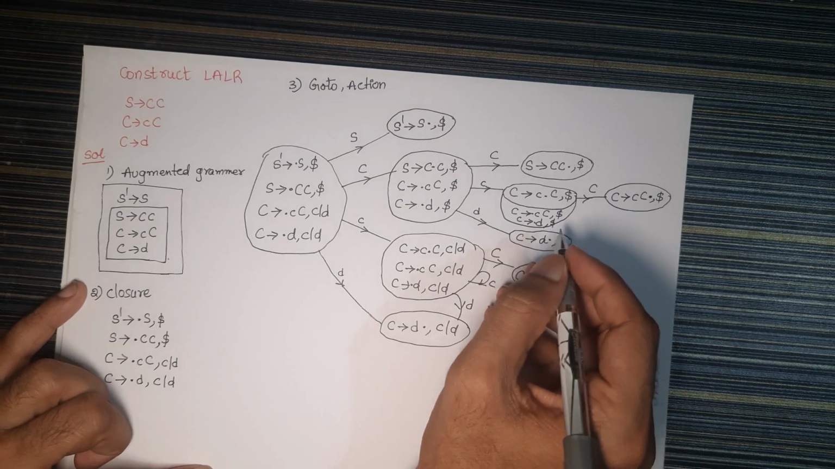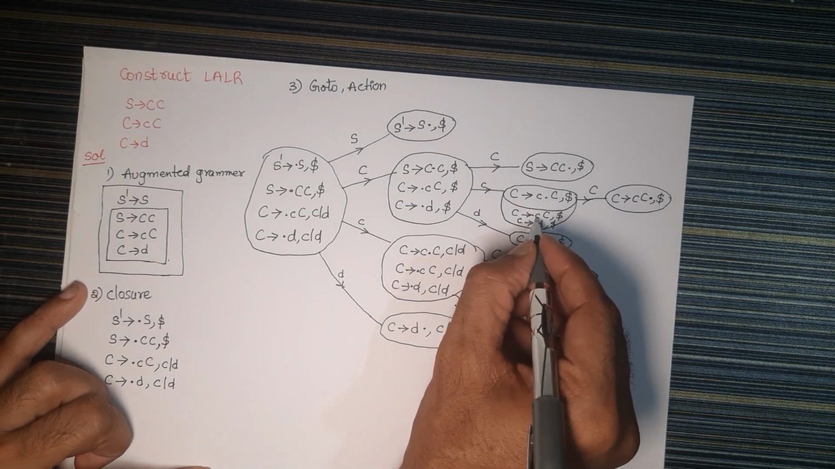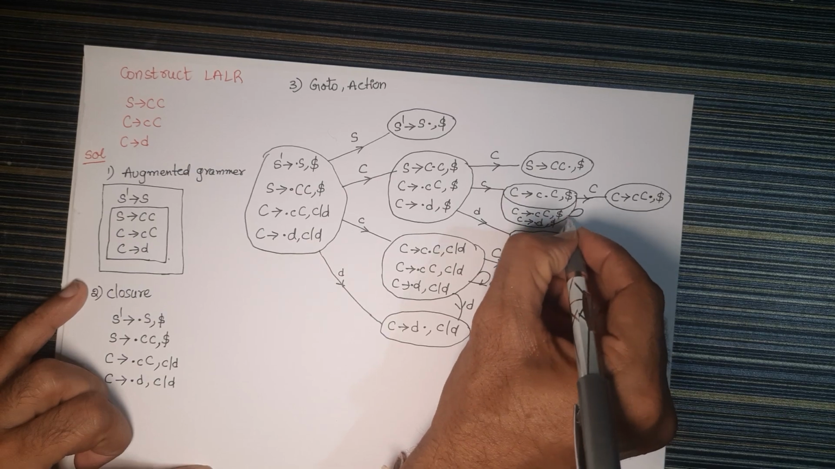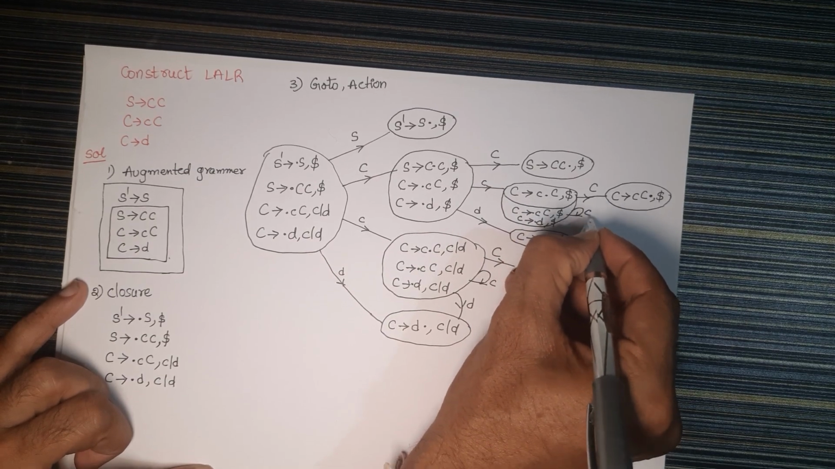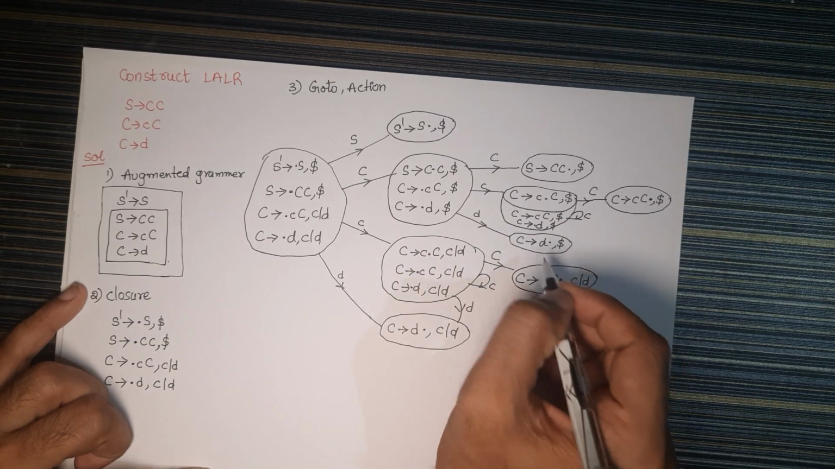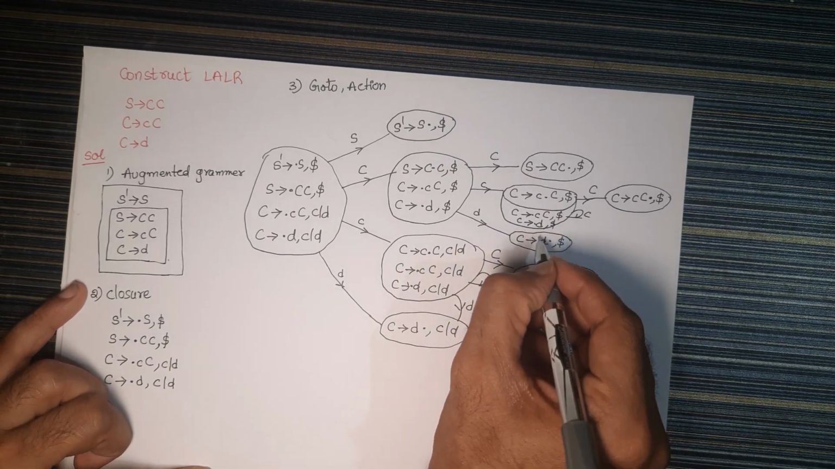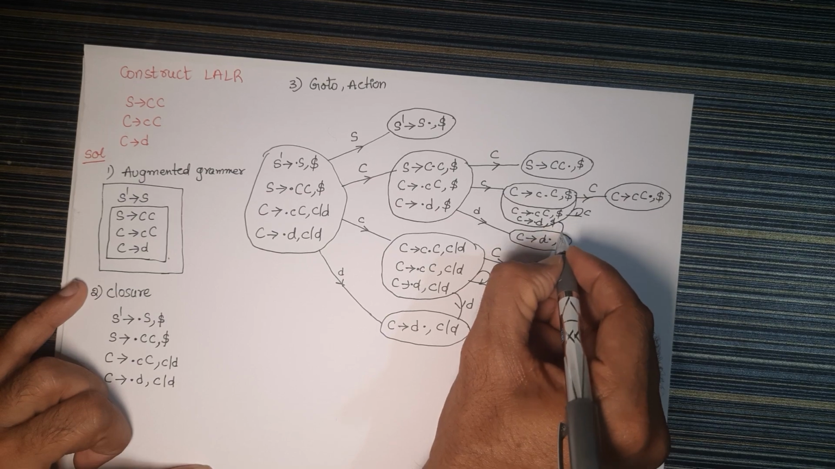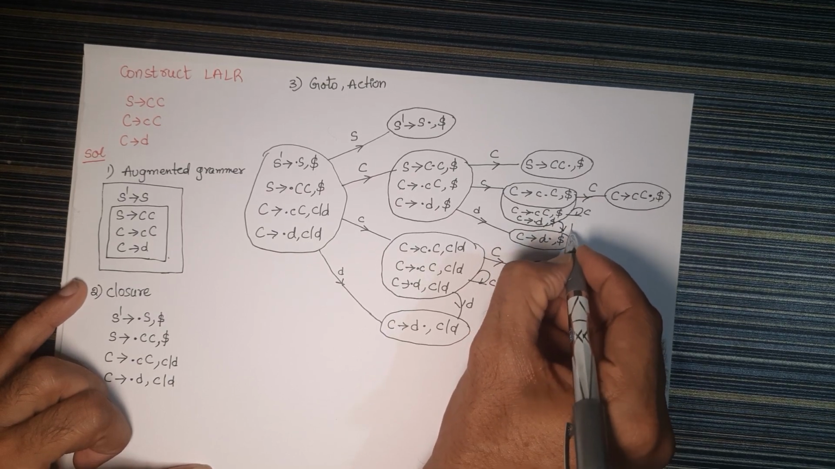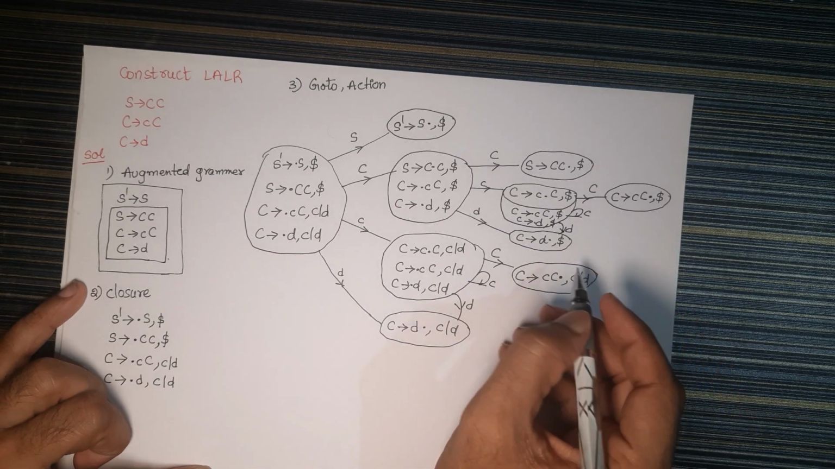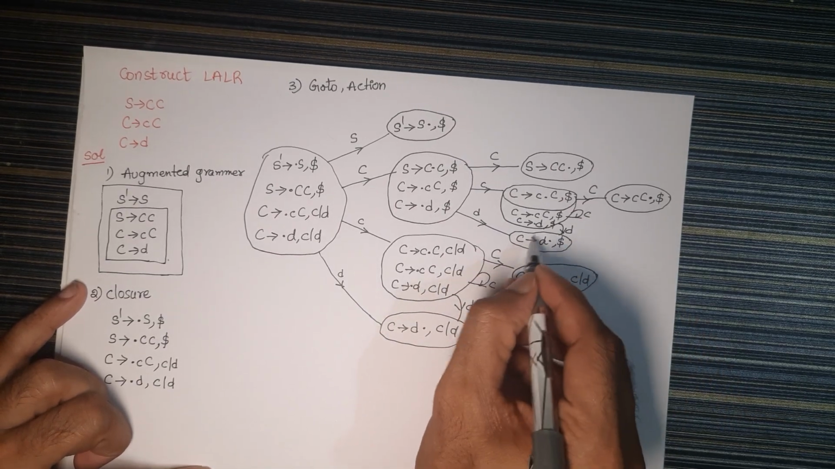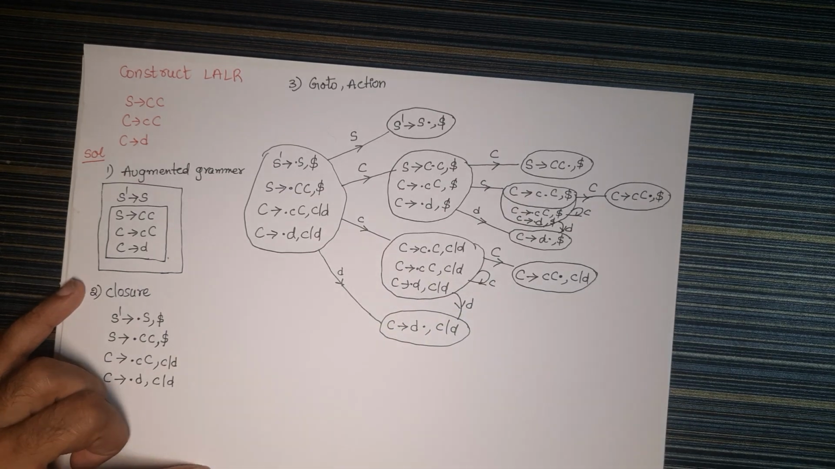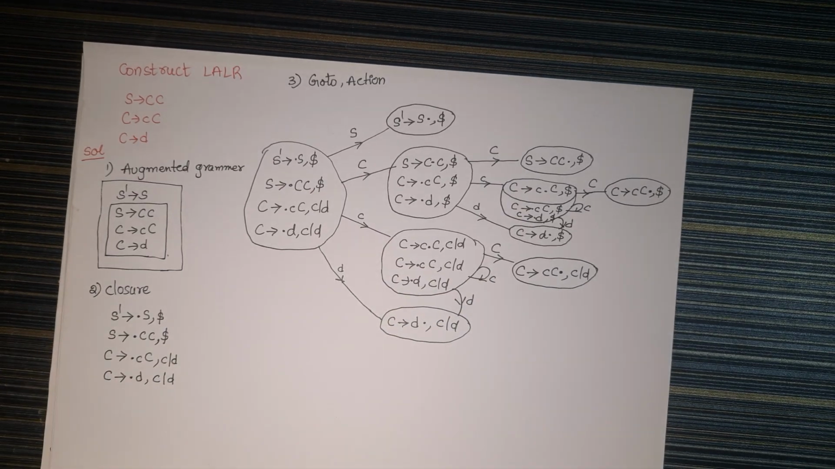Okay, so next one, dot CC. So dot CC will become C dot C, dollar. So here this is called a loop. Okay, next, C tends to dot D comma dollar will become C tends to D dot, dollar. So this is called a goto. Now if you see, this is a final move, no need to do anything, this is also a final move. Now this is called a goto.